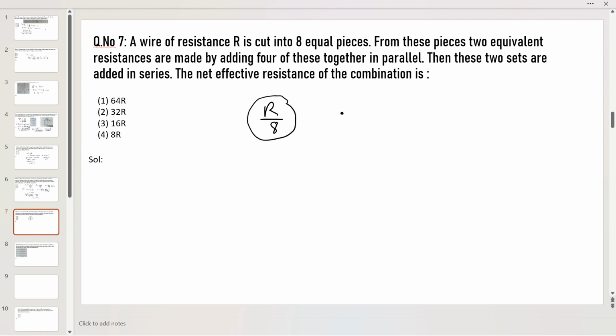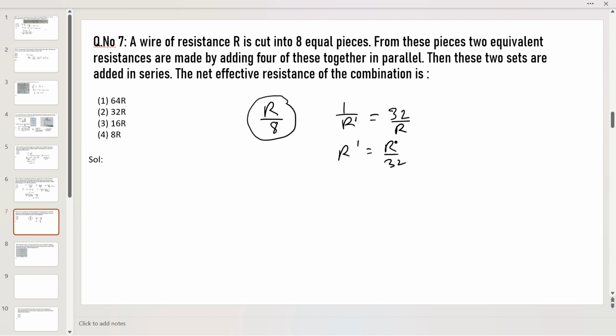Now if we find the equivalent resistance of these 4 resistances, we are going to get 4 times R by 8, and so here this is R dash, the equivalent resistance. So R dash is equal to R by 2.